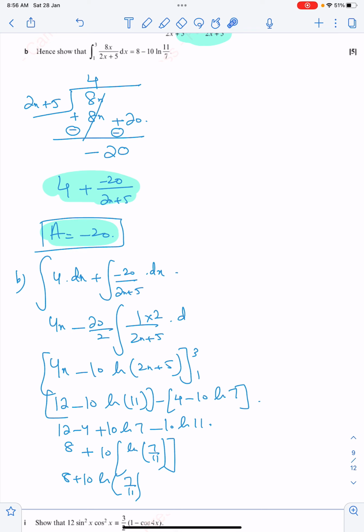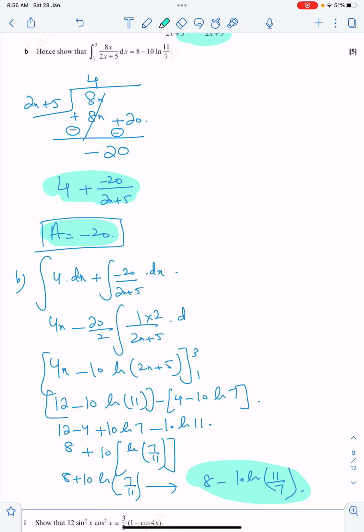If you write it this way, that's also acceptable, but since they've written it in a different way, let me explain it to you. If I want to put a negative sign here, 8 minus 10, in that case I have to write 11 upon 7. So either way it's correct, but since they've asked us to write it like this, we can write it like this.